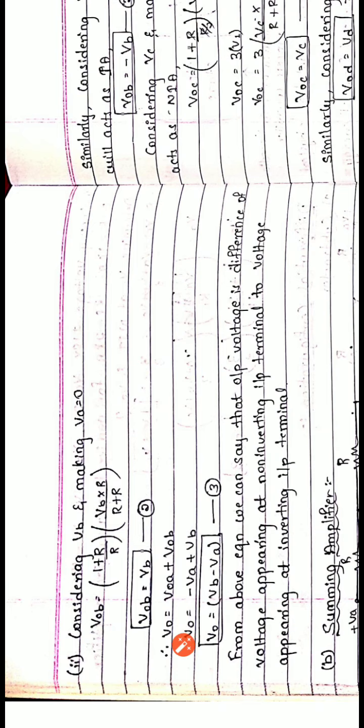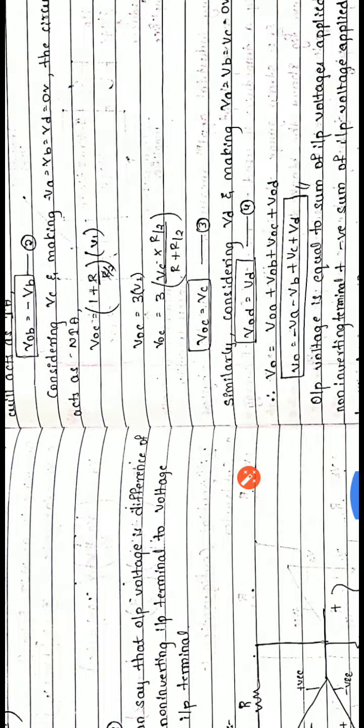That is written here, V0 equals VOA plus VOB, where VOA is nothing but minus VA, and VOB is nothing but VB here. So substitute these two values, you will get V0 equals VB minus VA. So it acts as a subtractor using the superposition theorem when there are two input signals. Here only two input signals are used. This is about the subtractor.